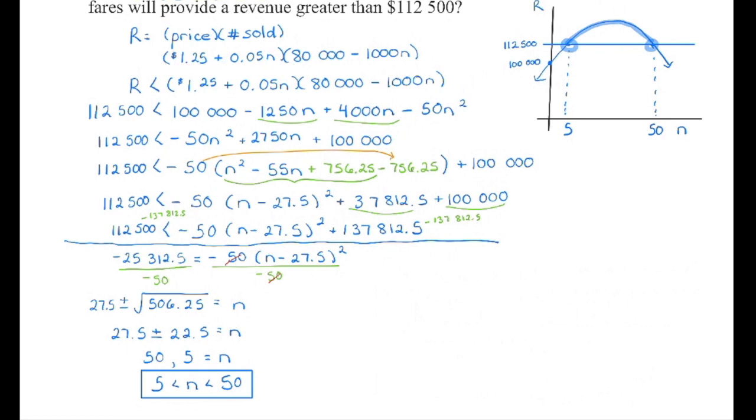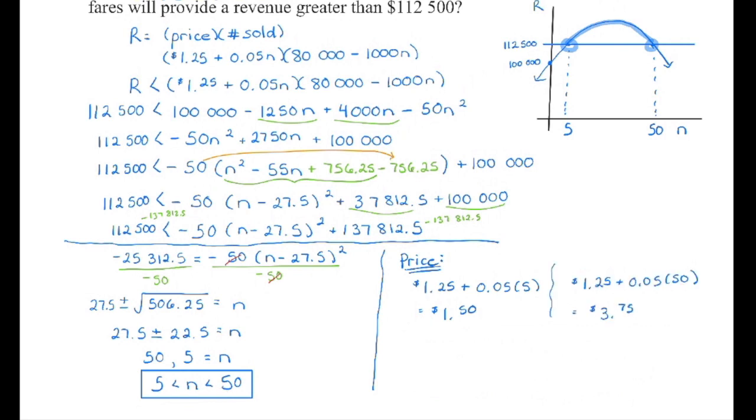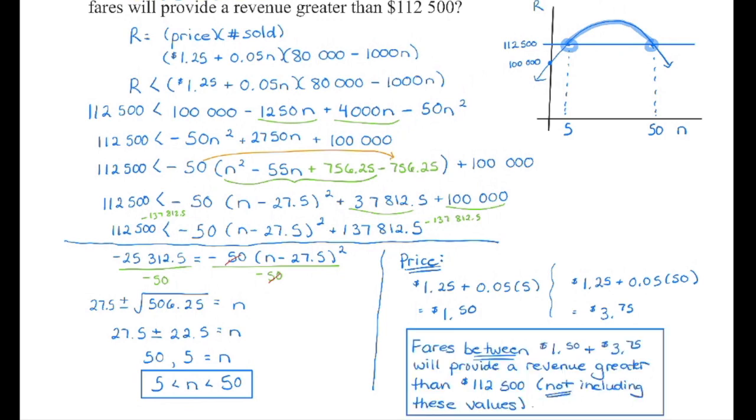So we're going to go back to the price bracket, and we know that we need greater than 5 increases or less than 50 increases. So let's substitute those amounts in here. So I'm going to take my price bracket, and let's begin by substituting 5 in for n just to get that lower bound value. So when I put in 5, I know that my price needs to be greater than $1.50. And then I'm going to do the same thing with my 50. I'm going to substitute that in, and I know that my price needs to be less than $3.75. So the range of fares needs to be between $1.50 and $3.75.